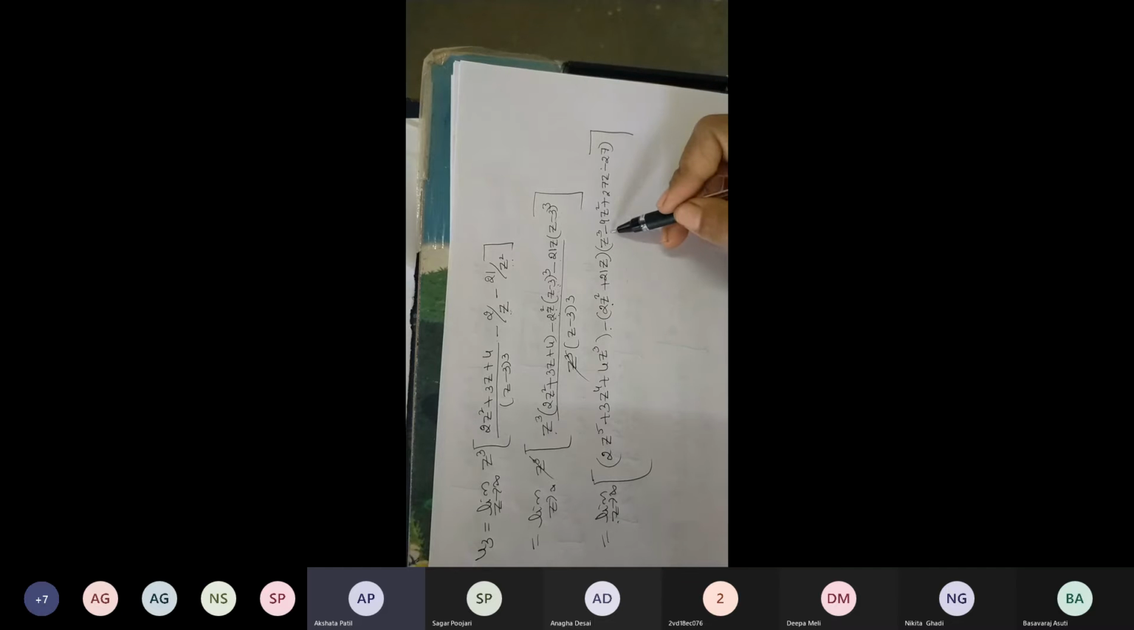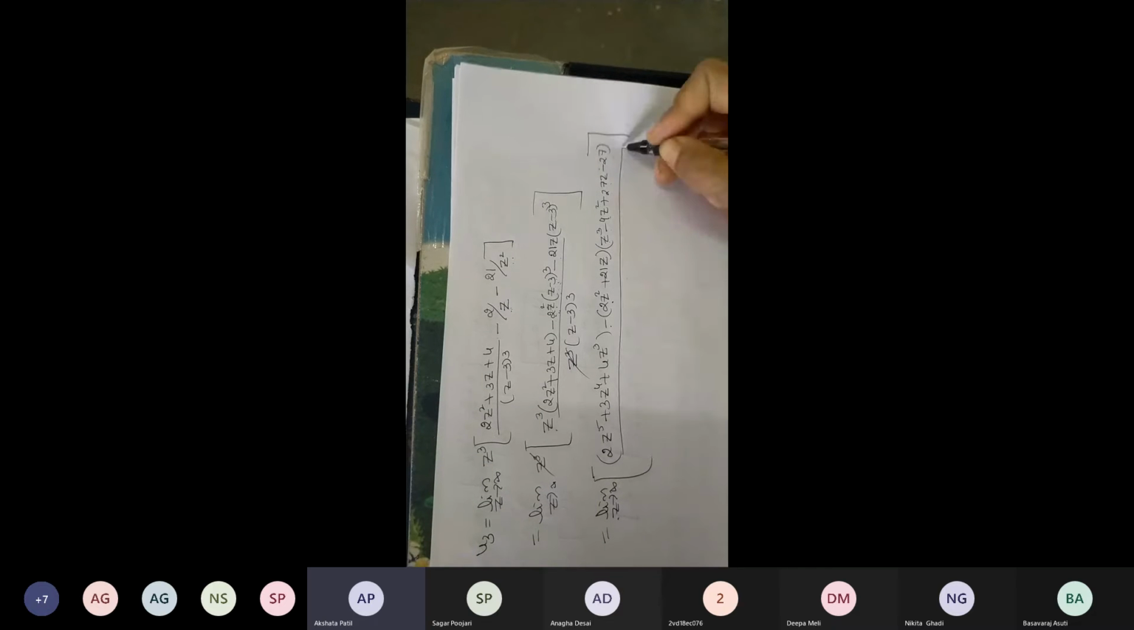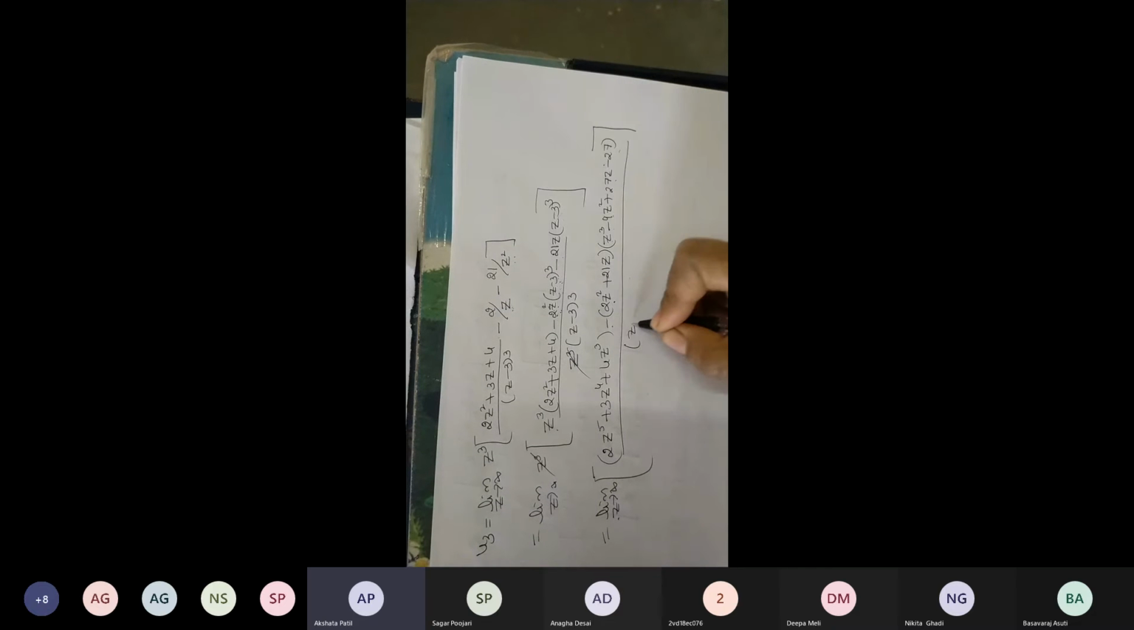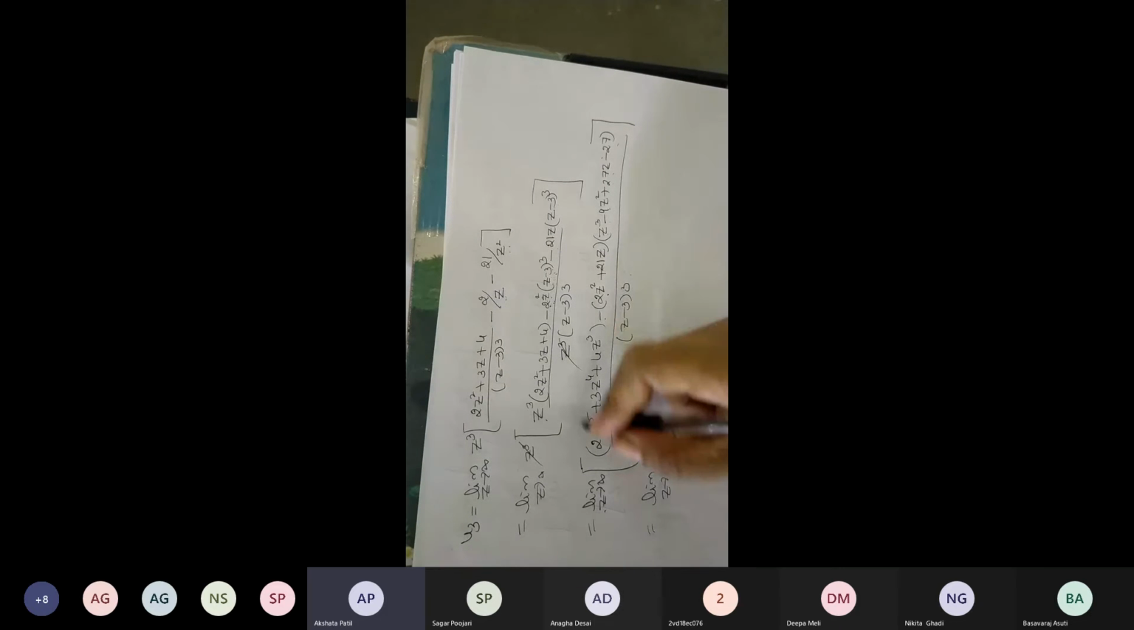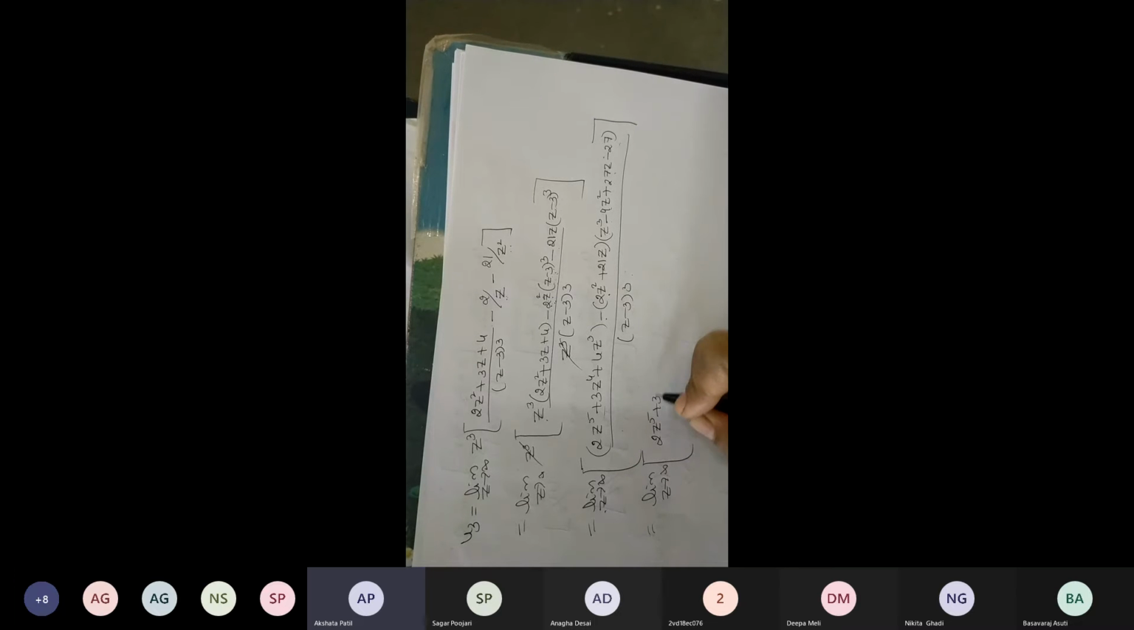Then you will get z cube minus 9z square plus 27z minus 27, and this denominator term keep as it is, that is (z minus 3) the whole cube. Now again we need to simplify this term. So limit z tends to infinity. This first term keep as it is, 2 into z raised to 5 plus 3 into z raised to 4 plus 4 into z cube keep as it is. This minus sign keep as it is.